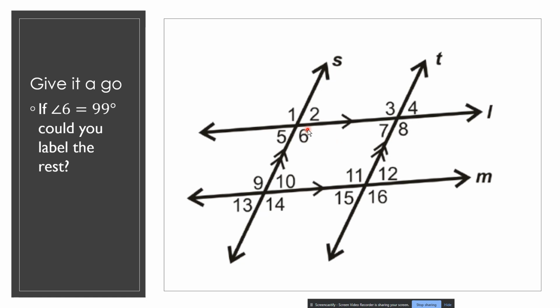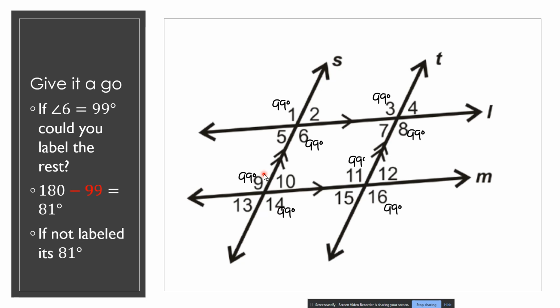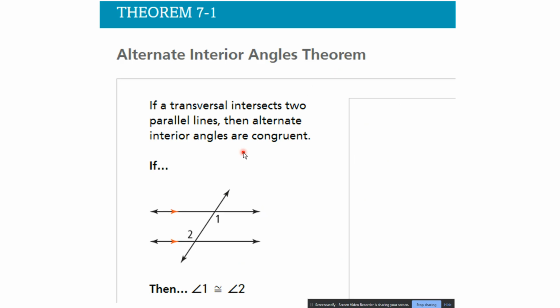Welcome back. So if this one's 99, that means by vertical angles, this one's 99. By corresponding angles, this one's 99, or alternate interior angles, this one's 99. Vertical angles, 99. Another 99 over here. So we have 99 there. So if it's not labeled, it's 81 degrees. As you saw, we were able to piece together which ones are 99, which ones are 81.